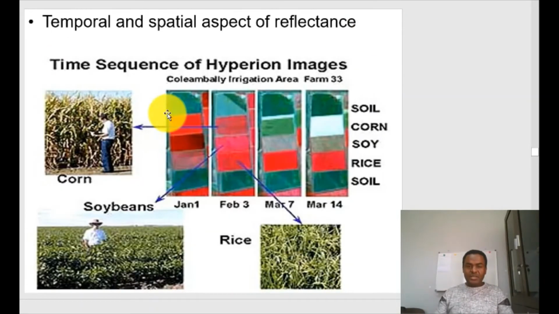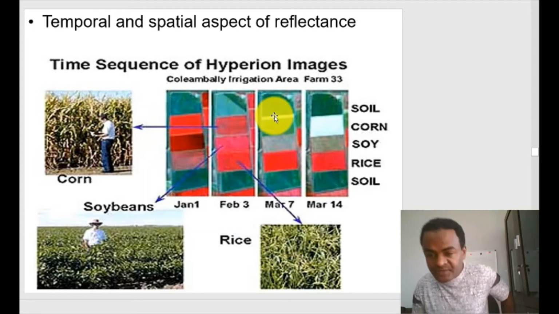This is the best example to consider the temporal aspect of reflectance. January 1, February 1, this is a one month difference in cropping pattern. If you come in January 1, it is very difficult to identify different crop types. If you come in February 3, it is very difficult to identify corn from soybean and again from rice. But if you wait one month, you can easily identify it. So you have to choose the best time for remote sensing for identification of different crop types.